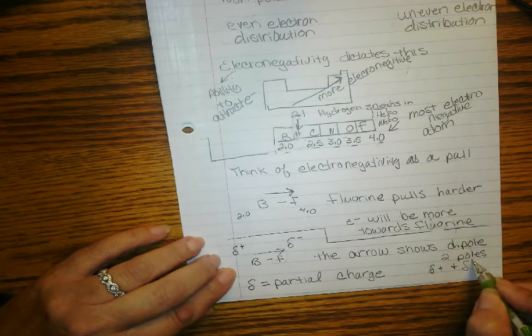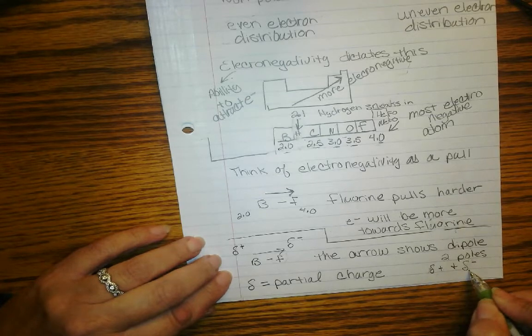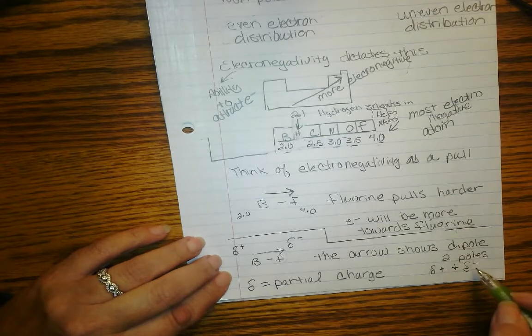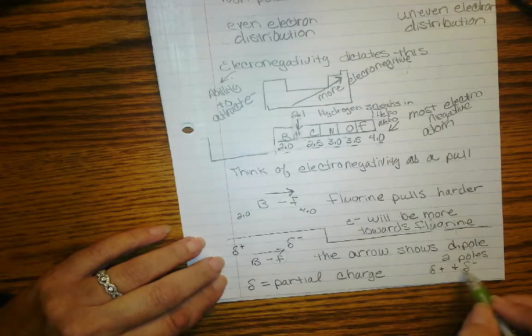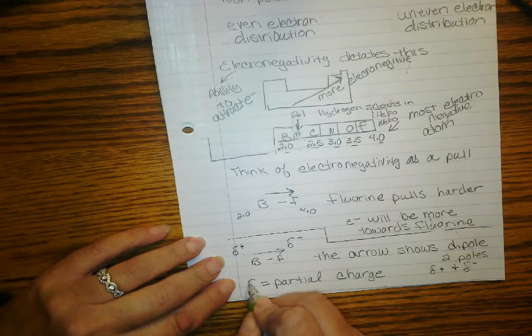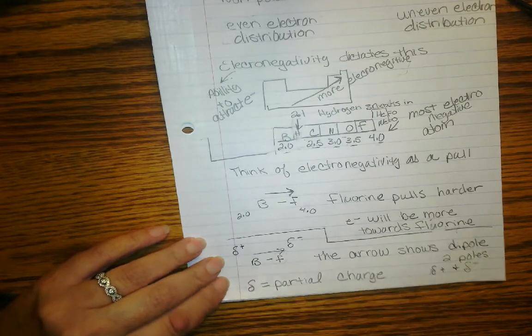And those are called poles, okay? We have a positive pole and a negative pole. And you've probably seen this with magnets. And we denote the positive and negative pole with this delta sign. That means a partial charge, okay?